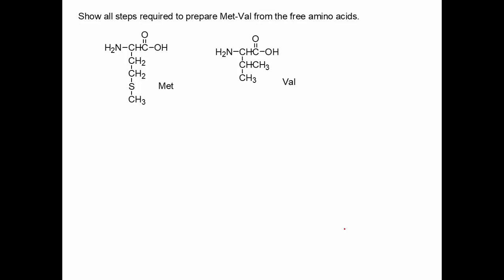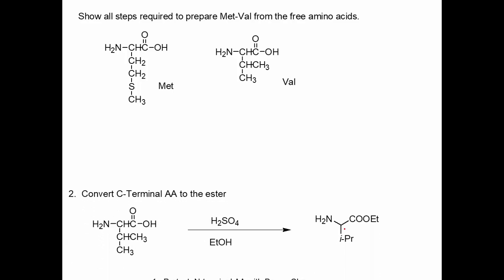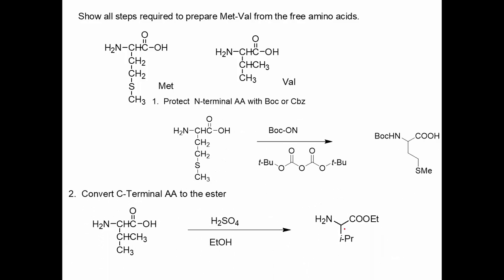Okay? All right, so since methionine is the N-terminal amino acid, in the DCC reaction we have to have its nitrogen protected. Since valine is the C-terminal amino acid, its carboxylic acid group has to be protected in the DCC coupling. All right, so we're going to, sorry, I got the animation backwards. Initially protect the N-terminal amino acid with Boc or carboxybenzyl. We're going to just use Boc here. There are a lot of alternatives to Boc.